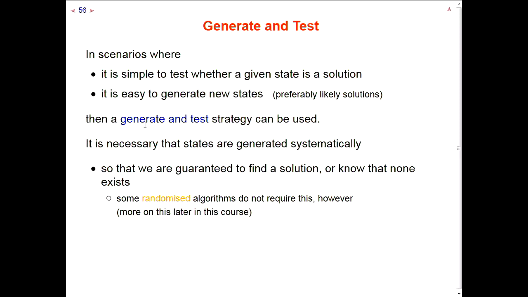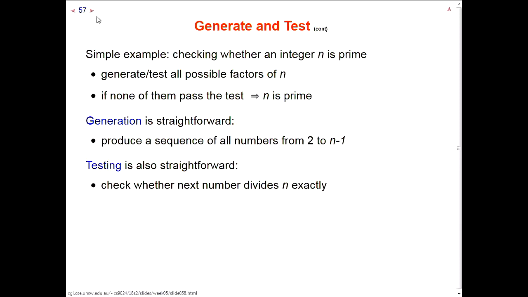And also that we can guarantee to find a solution if there exists one. This is what we typically have for generate and test, although if we look at randomized algorithms, which I am planning to do at the very end of this course, then this will not be required. But for the time being, for standard algorithms that don't use randomization, this systematic way of generating candidate solutions is what you need for a generate and test algorithm.